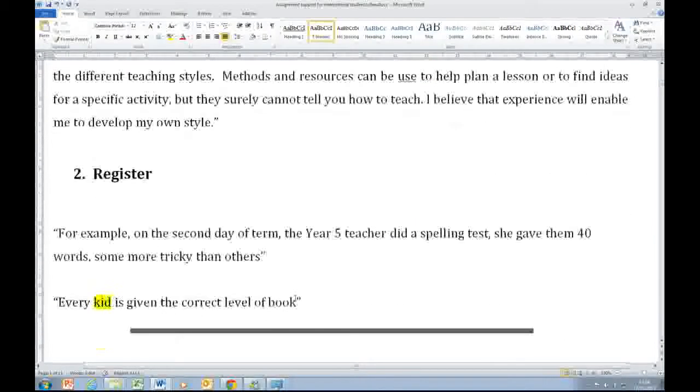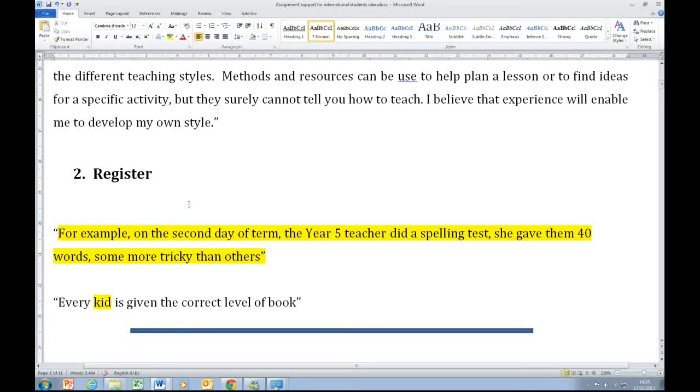Now, another small issue could be the register. For example, this person here wrote, "every kid is given the correct level of book." Now, "kid" is certainly not a phrase that I would expect in academic writing, so you need to try and use other terms: children, student, pupil, etc. This sentence, for example, is less of an issue, but it's just a bit simplistic.